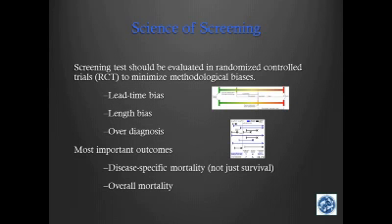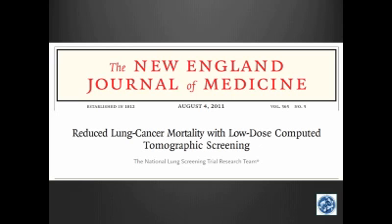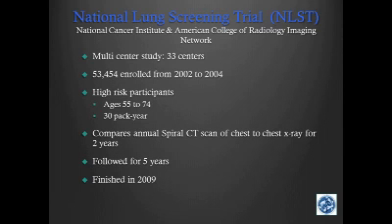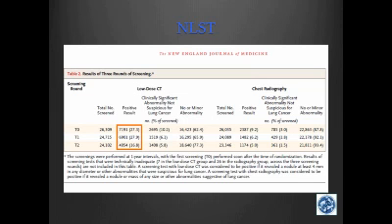As Dr. Henschke's work was looked at, the next logical step was a randomized trial. That was the National Lung Screening Trial, the results of which were published in the New England Journal of Medicine in 2011. This was a multi-center trial, 33 centers. They enrolled over 53,000 patients between 2002 and 2004. Their high-risk definition was age 55 to 74 with at least a 30-pack-year smoking history. They compared annual CT scans to chest X-ray for 2 years, and they followed these patients for 5 years, finishing in 2009. Anybody in the audience participate in that trial?